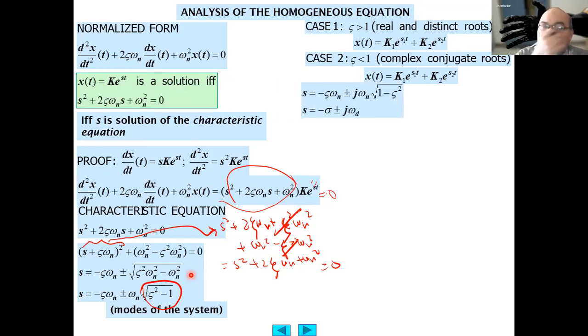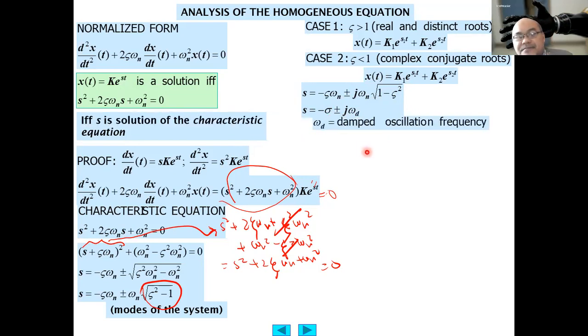Yeah, later we see. So s will be minus zeta omega n plus minus j omega n square root of minus 1 minus zeta square. So omega n times square root of 1 minus zeta square can be simplified as we define a term called omega d, the damping frequency. So s equals minus sigma plus minus j omega d. Omega d is the damped oscillation frequency, where sigma is the damping factor.